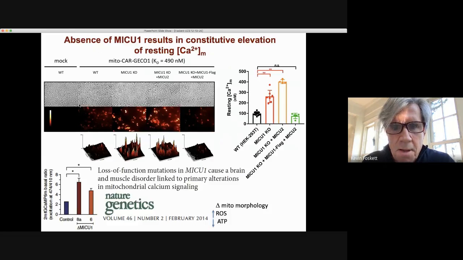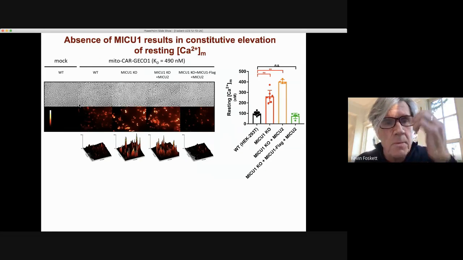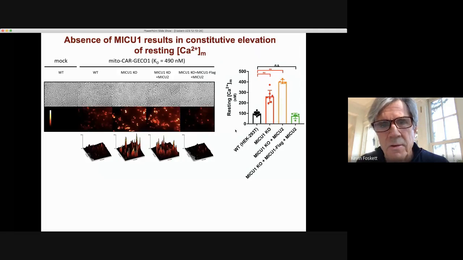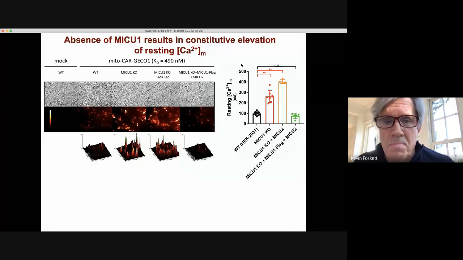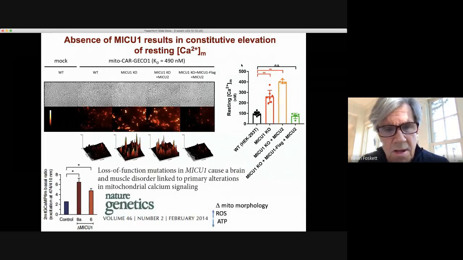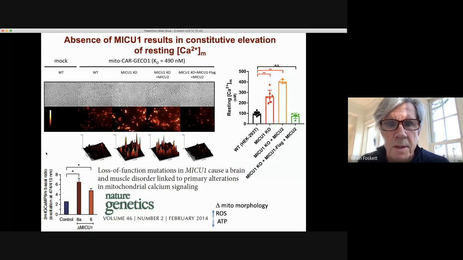Okay, sorry. All right. So when MICU1 is not part of the complex, the MCU is constitutively active in the low calcium regime, and you can measure mitochondrial calcium concentration, and we've done that, using a genetically encoded indicator. You can see that basal calcium in the mitochondria is constitutively elevated. In fact, there are patients that have loss of function mutations that demonstrate the same phenotype, and there are muscle and brain disorders related presumably to this phenotype. And this has been observed in a few different patient populations now.